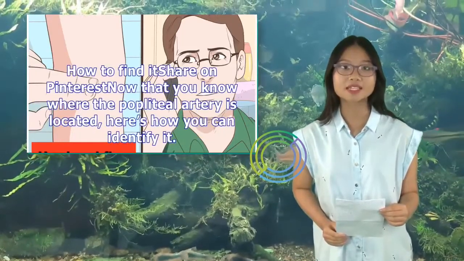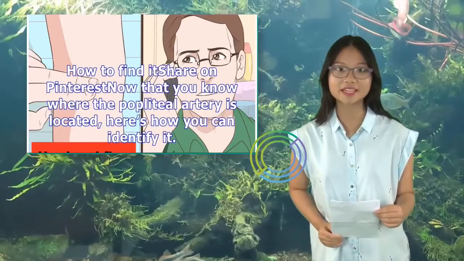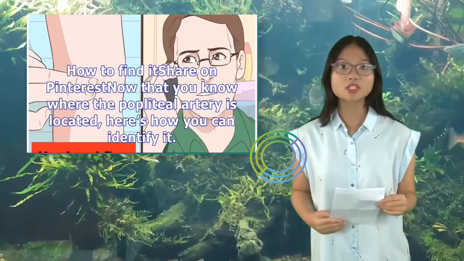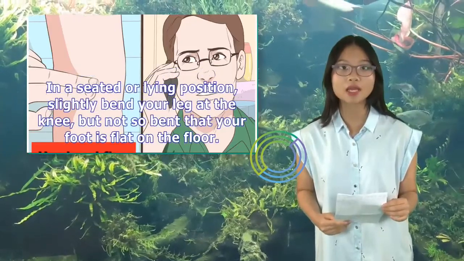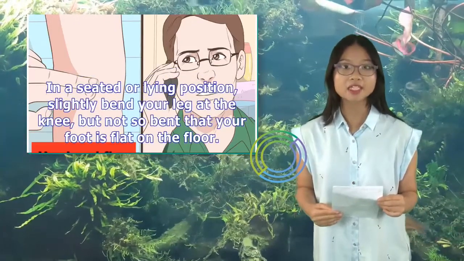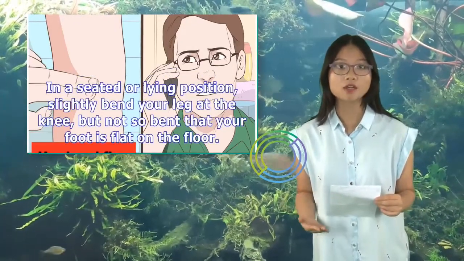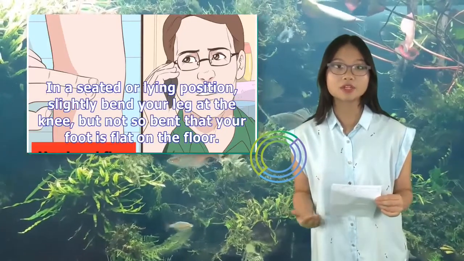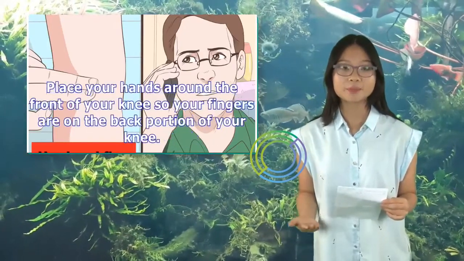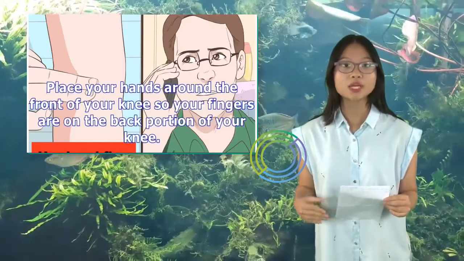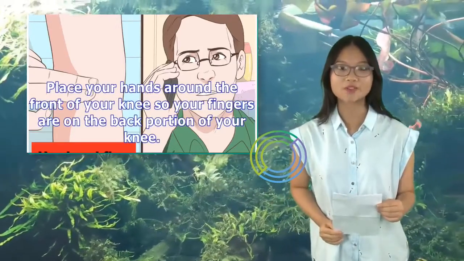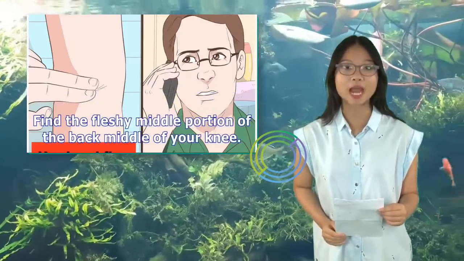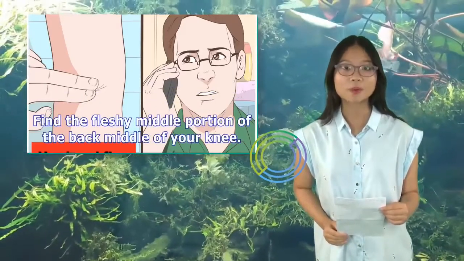How to find it? Now that you know where the popliteal artery is located, here's how you can identify it. In a seated or lying position, slightly bend your leg at the knee, but not so bent that your foot is flat on the floor. Place your hands around the front of your knee so your fingers are on the back portion of your knee. Find the fleshy middle portion of the back middle of your knee.